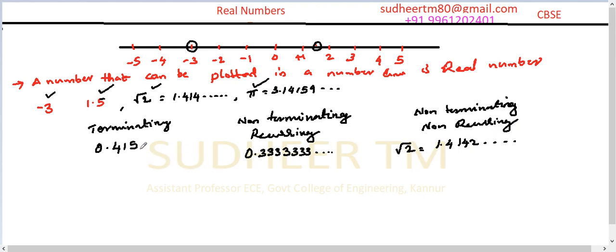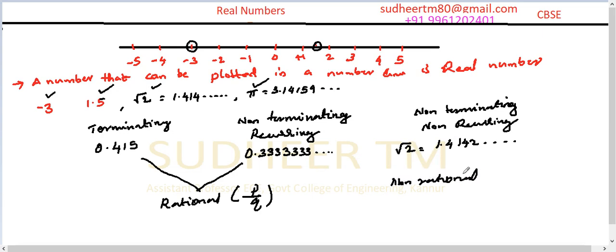Out of these three groups of classification, the first two groups are called rational numbers. What are rational numbers? We learned the definition: a rational number is a number that can be represented in the form of p by q, where q is non-zero. So terminating and non-terminating recurring numbers we can represent in the form of p by q. So these are called rational numbers, and this number is non-terminating and non-recurring. We cannot represent this number in the form of p by q, so this number is called a non-rational number. So we have rational numbers and non-rational or irrational numbers. Rational and irrational, this is the right word.